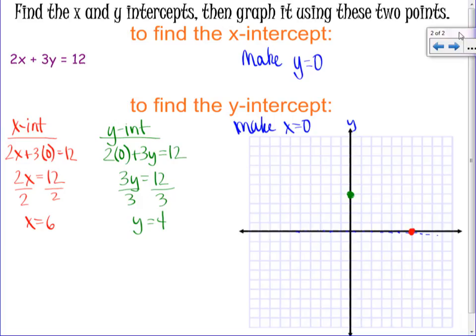So now to draw the line, all you do is connect those 2 points. Okay, so we got the x-intercept, the y-intercept, and then you connect them. And that's what the last set of problems is going to look like. Questions on that part?